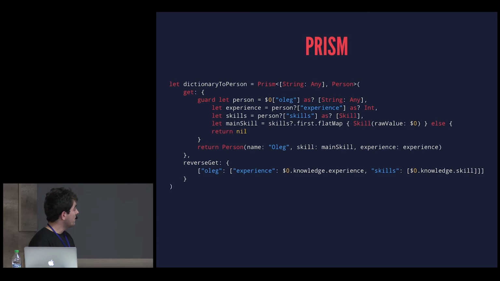And in the end, we had this dictionary that we were parsing into the person. So yet again, we write this parsing, but now we just parse the dictionary itself in the end. It's like an initializer for a person with a dictionary. And of course, it might fail if not all the fields are there. But in the reverse get, we can easily just put Oleg back into a JSON. So we are recreating the JSON back. Here we just parse the person. We yet again take Oleg and his experience, skills, and then we wrap it into a person.